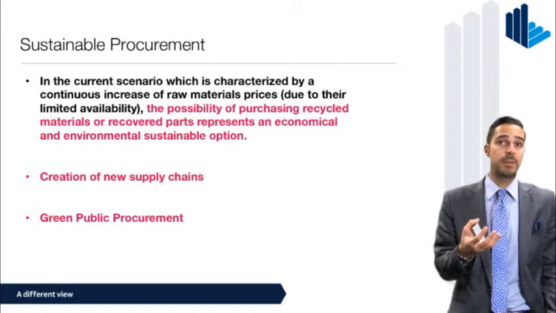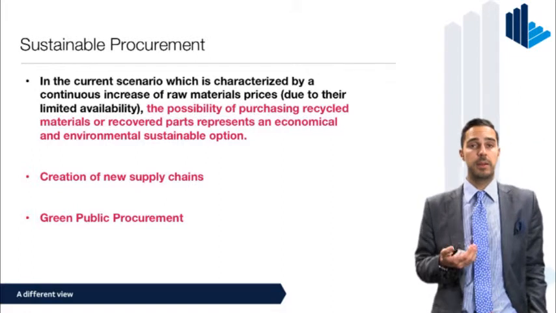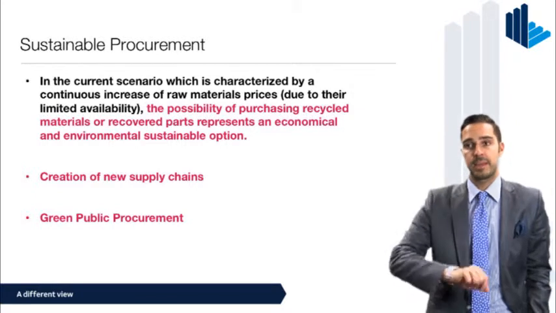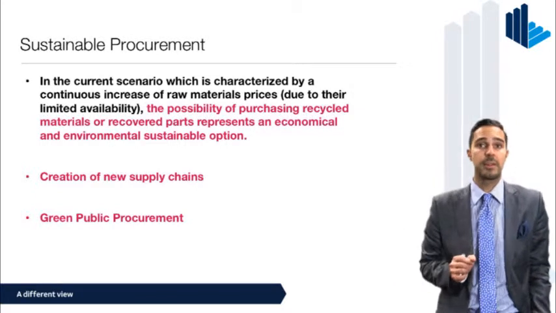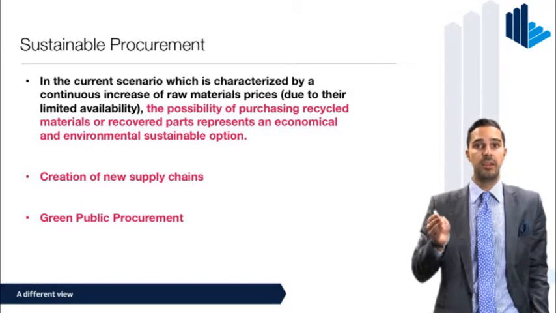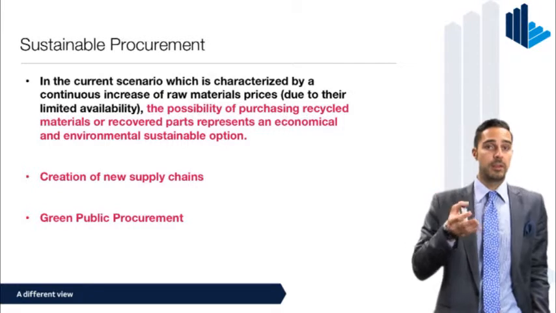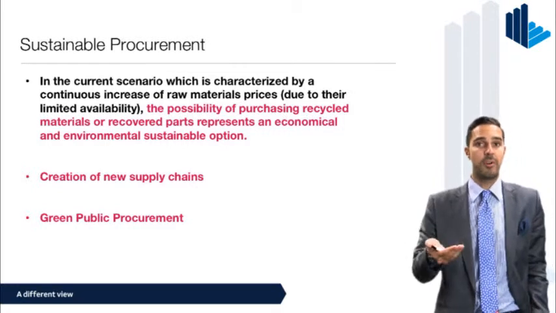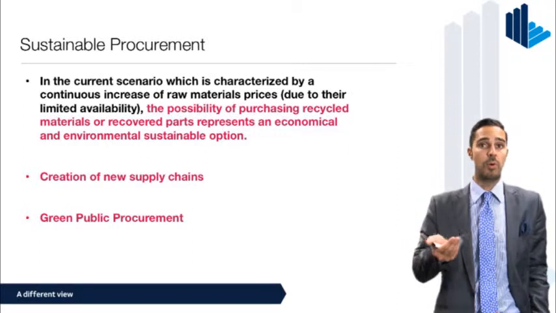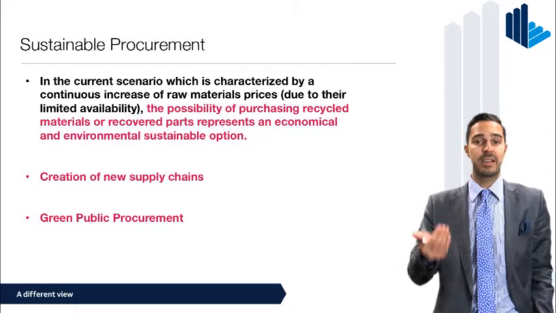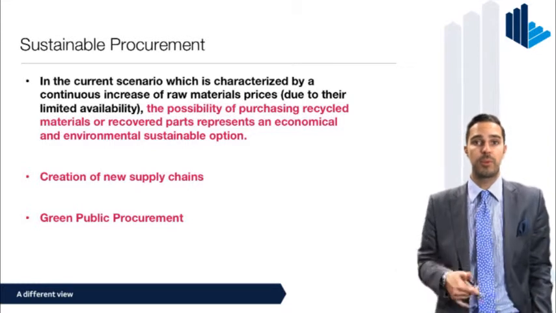This is also implemented by governments. The typical term that is used in the government environment is green public procurement. This means that in your purchasing criteria, you introduce sustainability criteria. So, for example, environmental performance of products or environmental performance of suppliers as a criteria for the purchasing process.